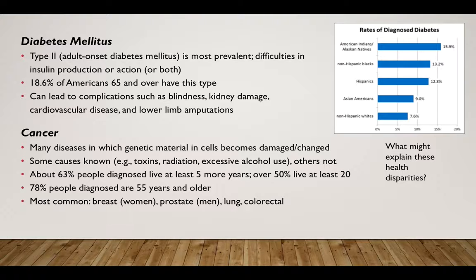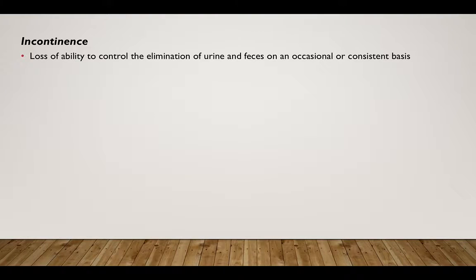Incontinence is another common problem among older adults, and it is the loss of ability to control the elimination of urine and feces on an occasional or consistent basis. There are four main reasons for incontinence.